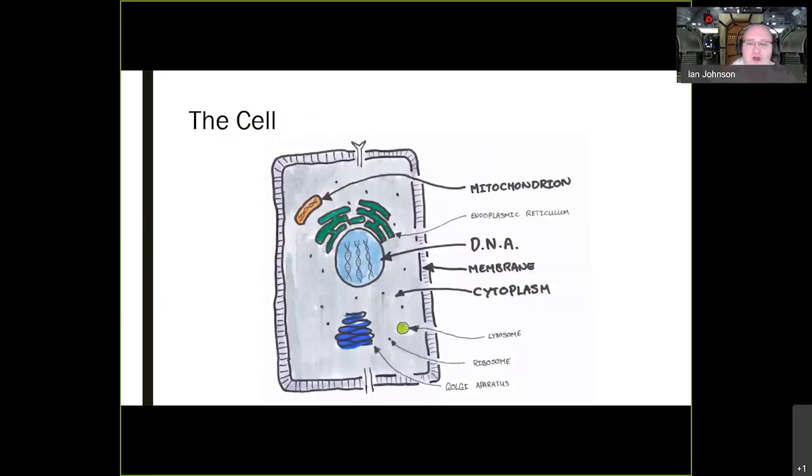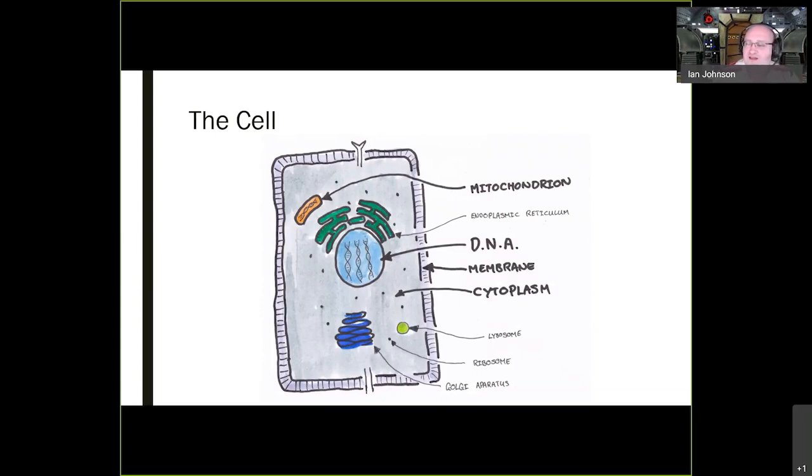So we've got the DNA, we've got the code, but that is pointless if we don't have a runtime. So the cell is the runtime. It's the virtual machine. It's the hardware that we deploy our code onto.